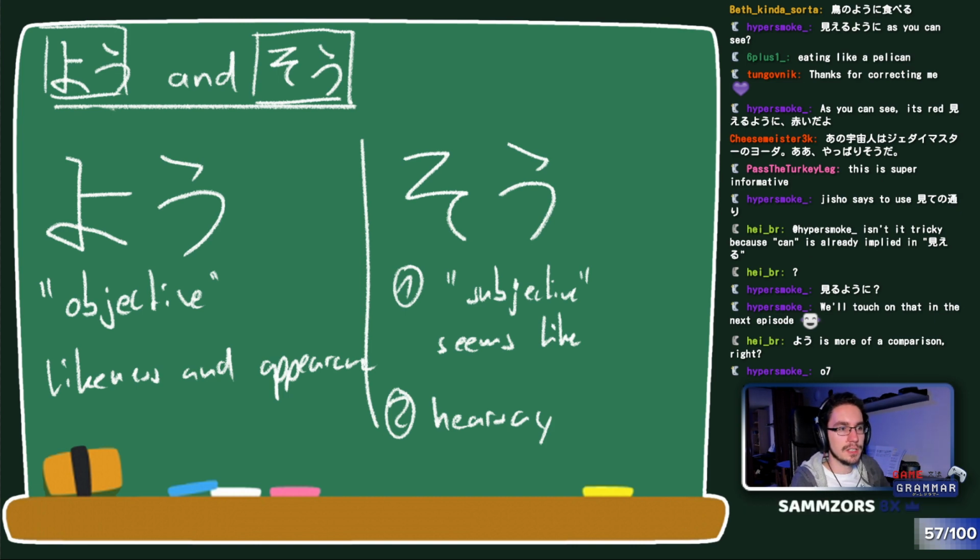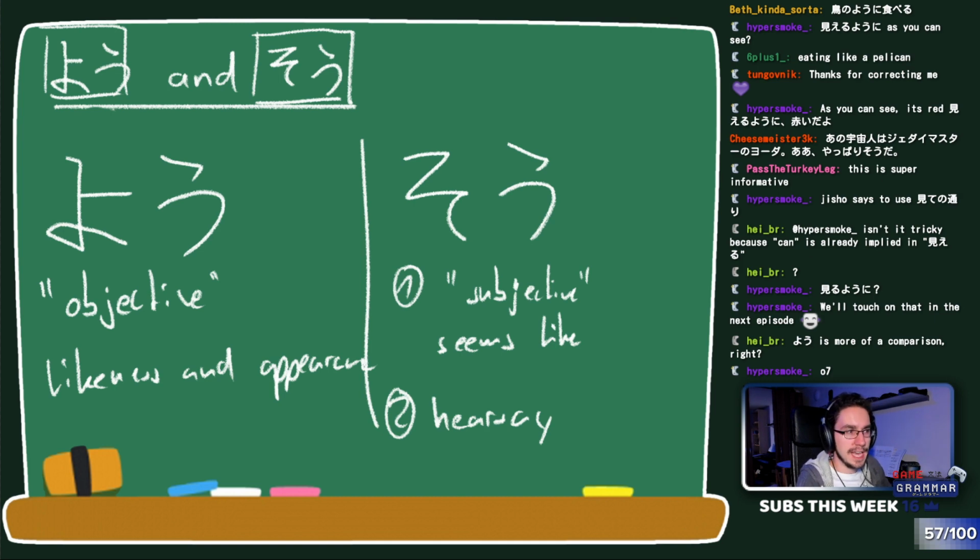And for i-adjectives, you just add it right after the i-adjective. So, おいしそう, which seems delicious to me. Maybe I'm looking at a cake, I'm like, おいしそう. That seems nice, that seems delicious. Or I would say, おいしいそうだ.